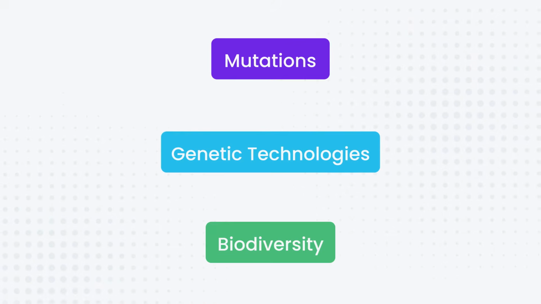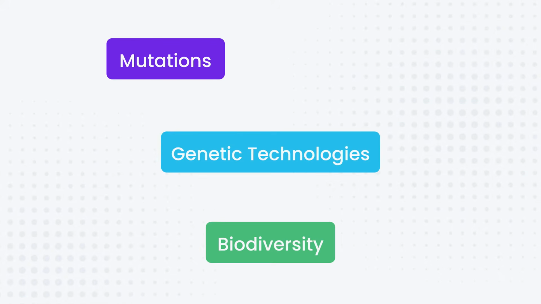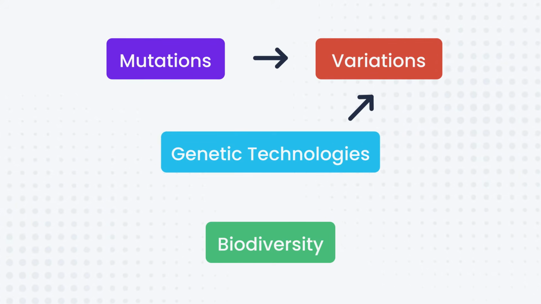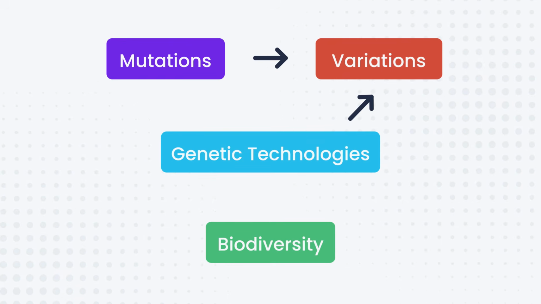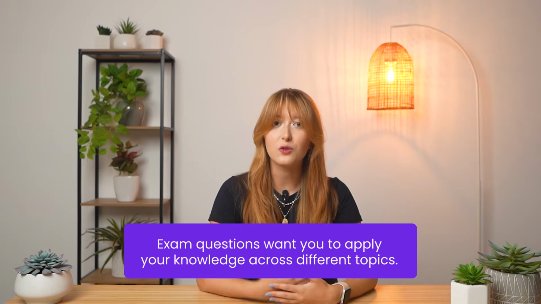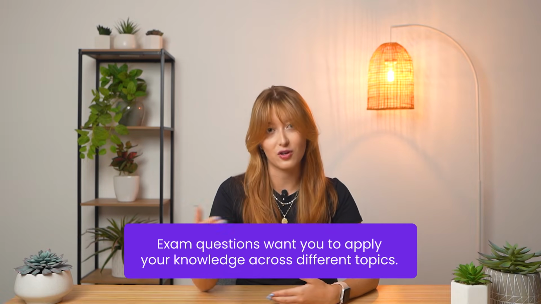If there's one thing you should take away from revising Module 6, it's that mutations, genetic technologies, and biodiversity are all part of the same bigger story. Mutations introduce variations, genetic technologies allow us to control that variation, and the choices we make about using these technologies impact entire ecosystems. A lot of students fall into the trap of memorizing individual facts without considering how they interact with each other. But exam questions want you to apply your knowledge across these different topics.